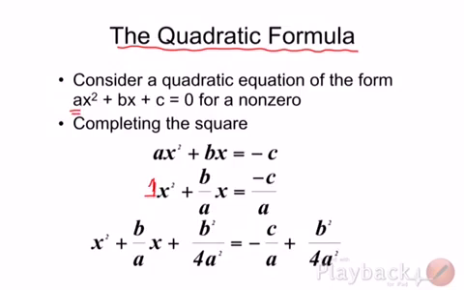negative c over a. And then completing the square, you take half the middle term, so b over 2a, and you square it and add it to both sides. When you get b over 2a, that's dividing it by 2, halving it, and when you square it, you get b squared over 4a squared, and you add that to both sides.